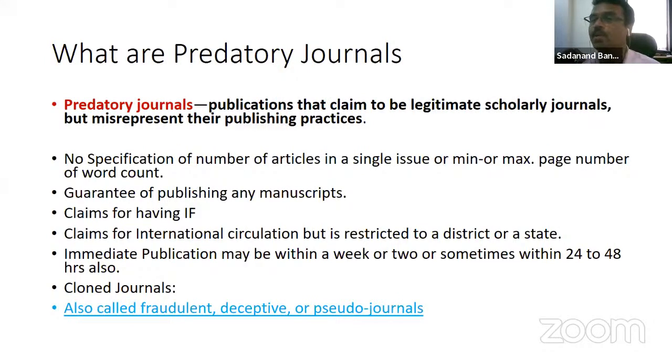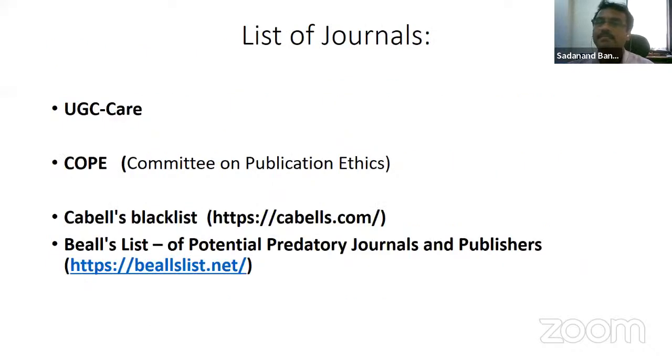Many of the journals are clone journals. There is one journal in Hindi called Jeevan Khayal, which is one of the most reputed journals in the subject. But with the same title, the same name, another journal comes out for publication. That is a clone journal. These are also called by other names such as fraudulent, deceptive, or pseudo journals. That is the reason why the UGC has come out with various initiatives, UGC CARE.